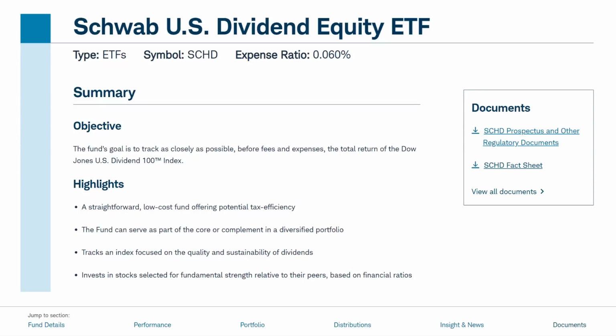Another highlight is it tracks an index focused on quality and sustainability of the dividend. If you're a dividend investor, you want to make sure that your dividends are coming in both good times and bad times. Right? Especially if you're quitting your job, looking to retire early or be financially independent off of your dividend portfolio, quality and sustainability are so important when it comes to constructing a dividend portfolio.